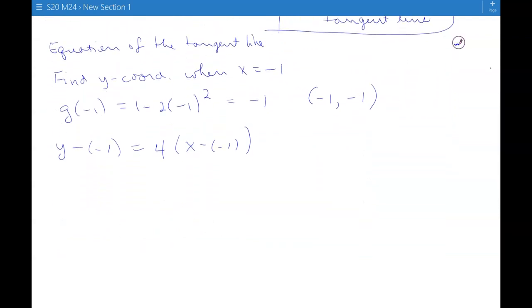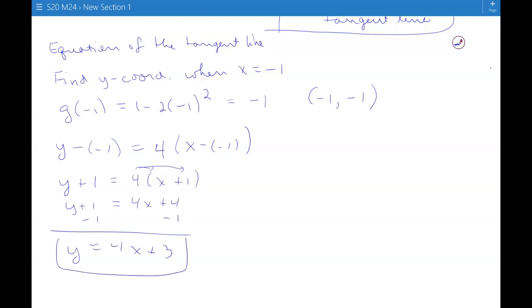And if you want to write it in y equals mx plus b form, which the answers in the back of the book always do, you're going to have y plus 1 equals 4x plus 4. Let's distribute the 4, get 4x plus 4 on the right, subtract 1, and get y equals 4x plus 3. So this is the equation of the tangent line to the function g of x. Let me make that 4 look better. At the point where x is -1.